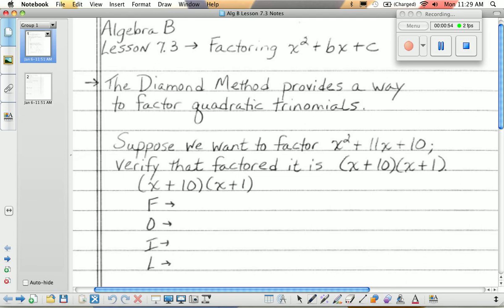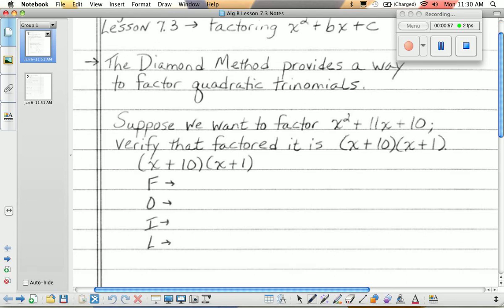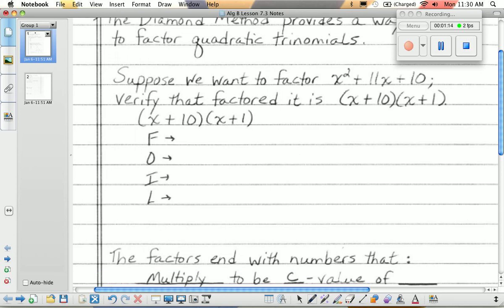So the diamond method that you guys worked with on Friday helps provide a way to factor these quadratic trinomials. When a is equal to 1, there's not really an a here, but we could write a here. How many x squareds are there? Well, when our a is 1, we get to use this method. So you're going to be looking for the factored name for some trinomials, like this, x squared plus 11x plus 10. I tell you that its factored name is x plus 10 times x plus 1.